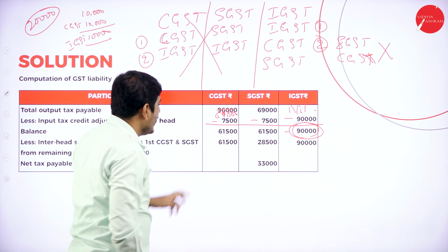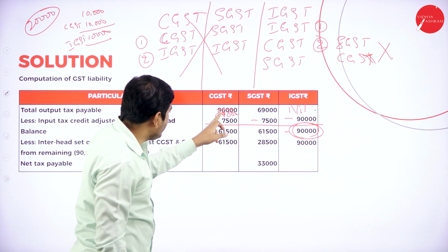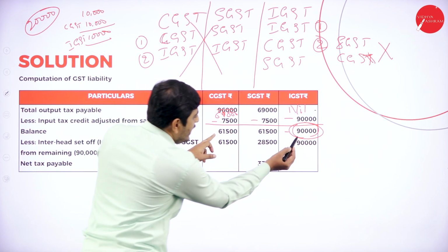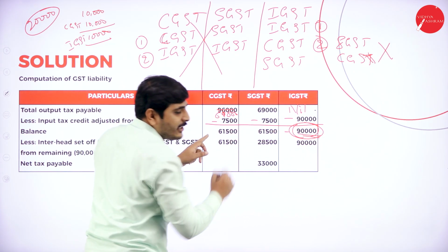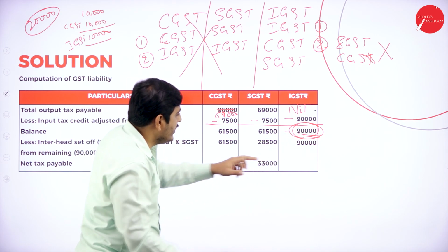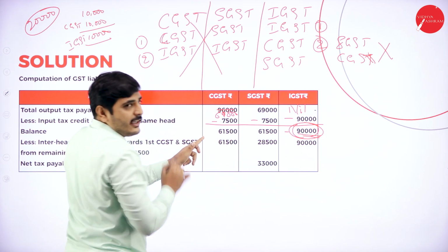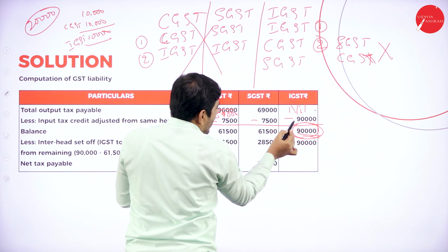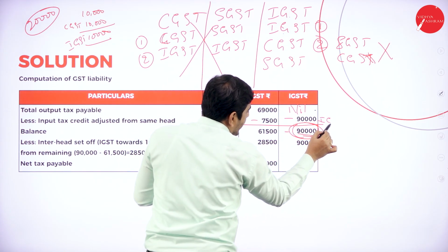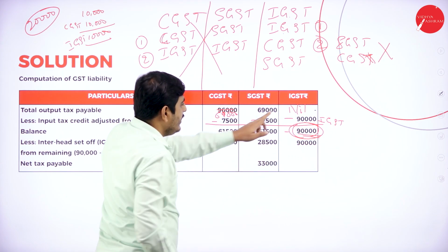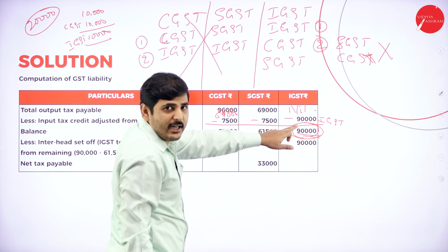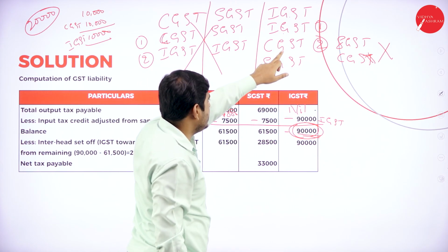Now see here. How much tax is still payable? After deducting 7,500 rupees, we still have to pay 61,500. Here we have 90,000 tax credit, so this amount we utilize first. First the IGST credit is available, so we go for IGST. We have gone for IGST, so we don't have any tax payable under IGST. So the full 90,000 rupees is available, and we can utilize it first for CGST and then SGST.